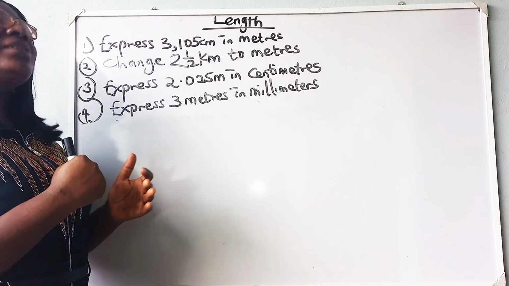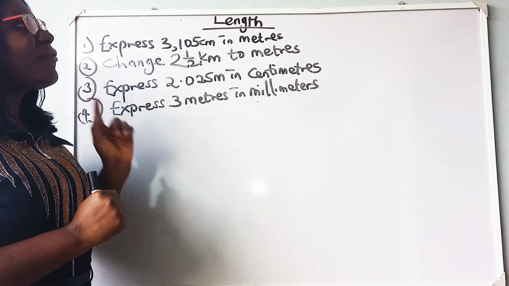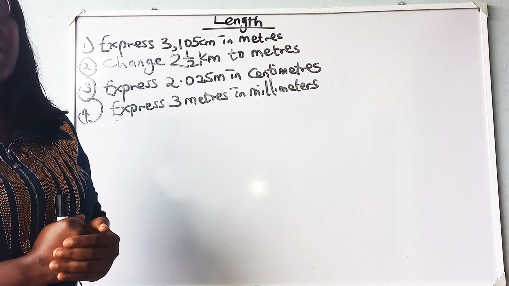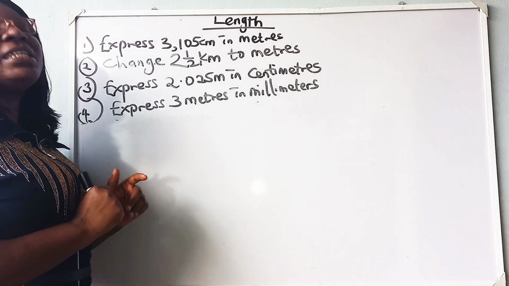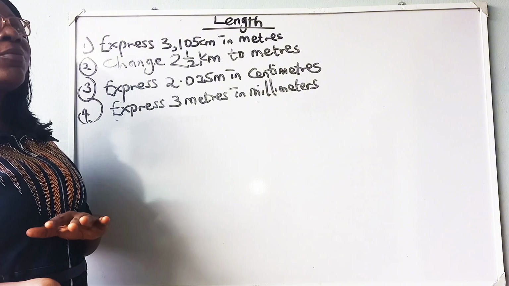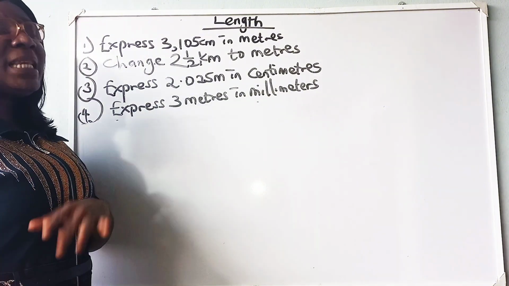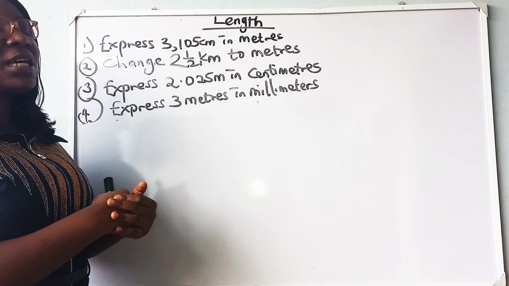Now, length is a unit of measurement, and the unit of measuring length is meter. So this meter can be in higher form or in lower form. In higher form, when you talk about kilometer; in lower form, when you talk about centimeter, millimeter, all these are lower forms of meter. Okay.